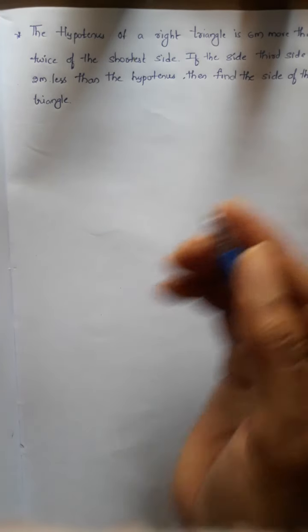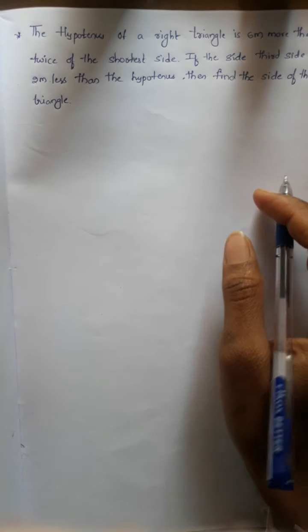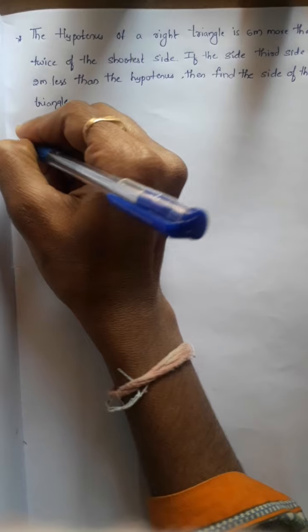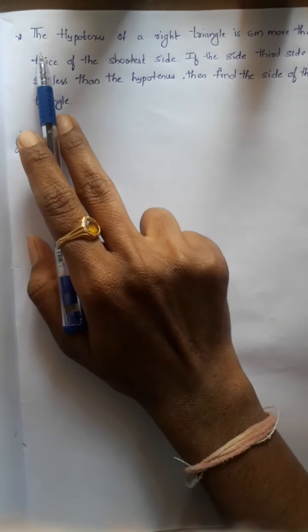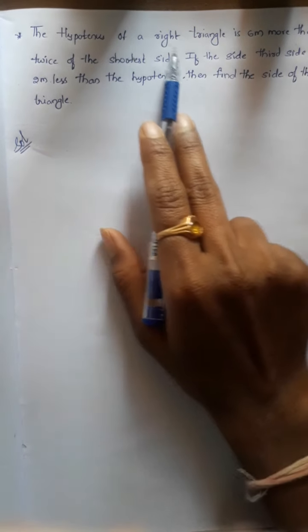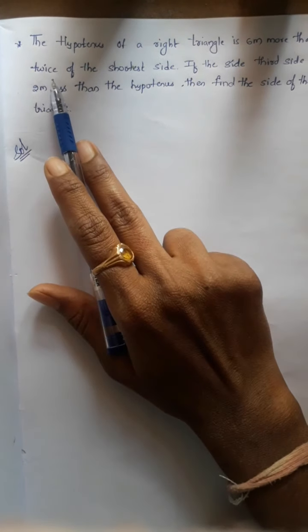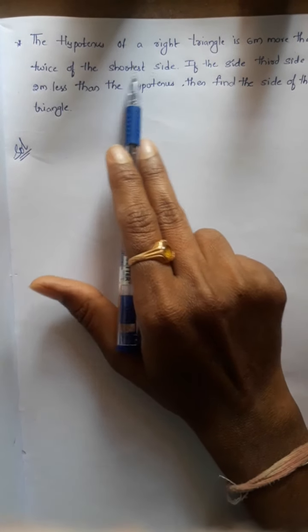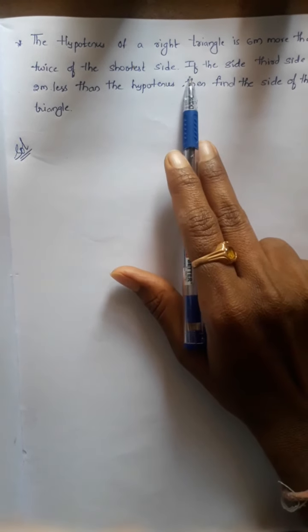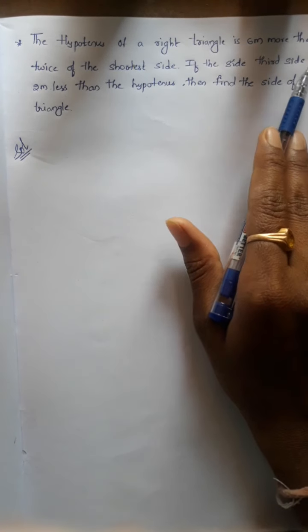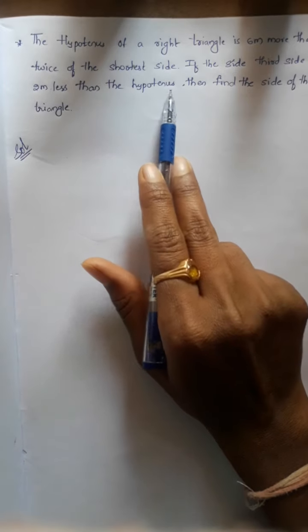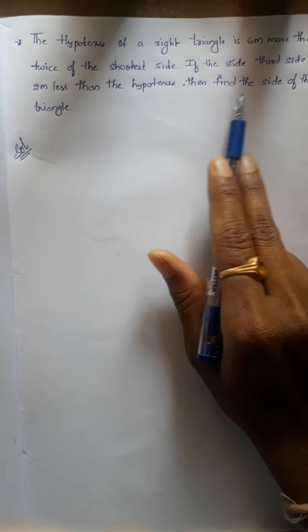Students, here is one more problem from your similar triangles, right? First read the problem. What is given? The hypotenuse of a right triangle is 6 meters more than twice the shortest side, and if the third side is 2 meters less than the hypotenuse, then find the sides of the triangle.